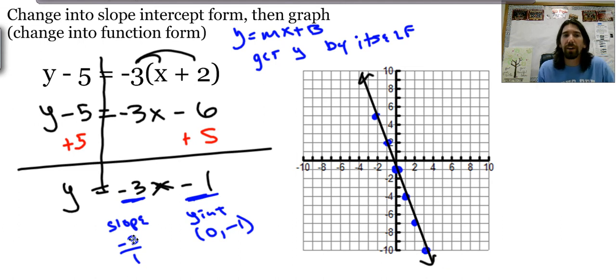And so I graphed it. This was hard to graph. This was easier to graph. Whenever you see an equation that's not in y equals mx plus b form, get it into y equals mx plus b form.